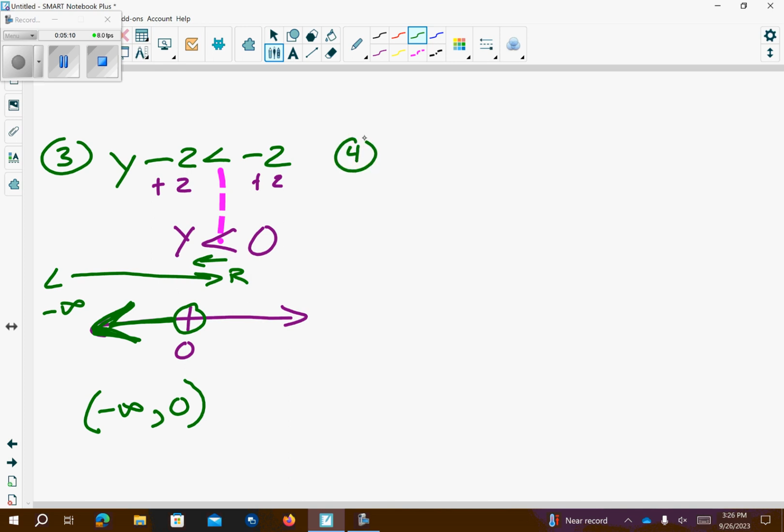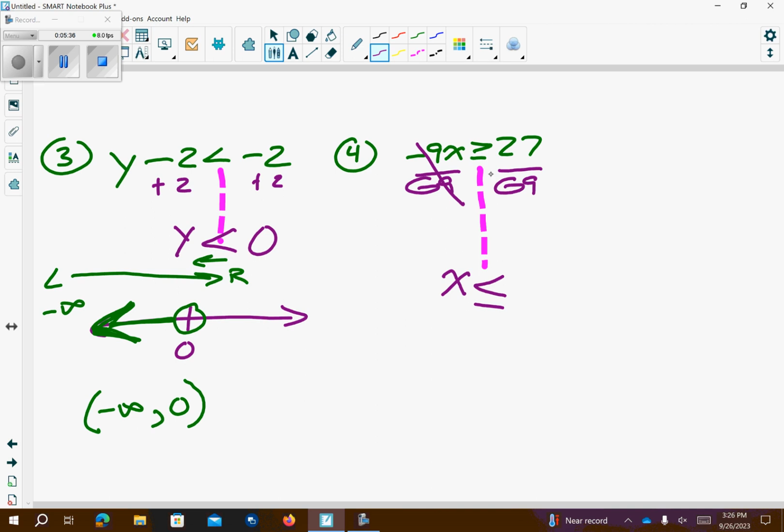Problem number 4. We get negative 9x is greater than or equal to 27. So this is ready to start solving. I'm going to divide each side by negative 9. If you multiply or divide to get the letter by itself, and that number happens to be negative, so negative and negative, the sign is going to flip. So these cancel. This sign has to flip over. See how it went a different way? It was going this way. Now it's going this way. And 27 divided by negative 9, if you had a calculator, is negative 3.